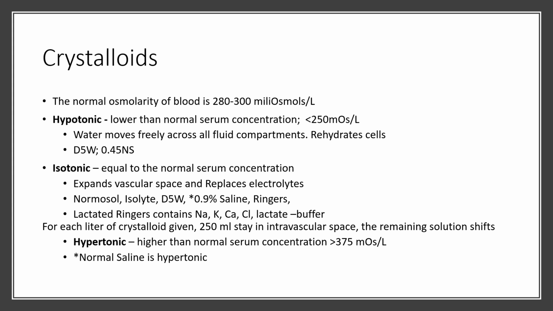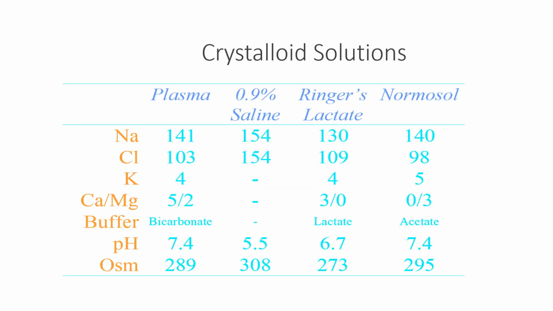Hypertonic is a solution that is higher than serum concentration, and that includes normal saline, which is actually about 340 to 350 milliosmoles. Another one is 3% saline, which is sometimes given when a person is hyponatremic, but not very often and very, very carefully. 3% is about the concentration of seawater. This slide shows you the actual concentrations for each of the types of solutions we talked about.